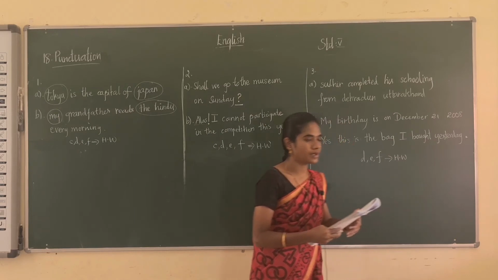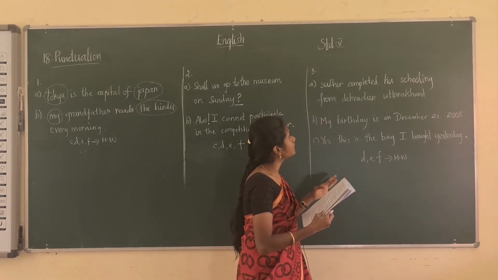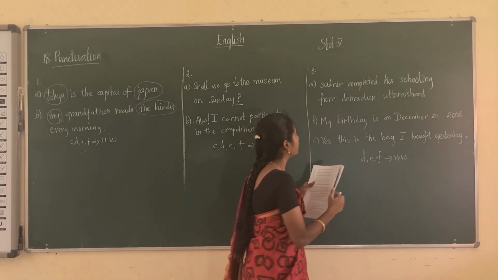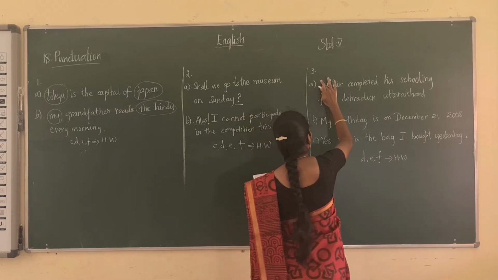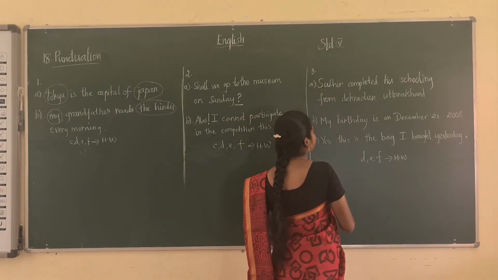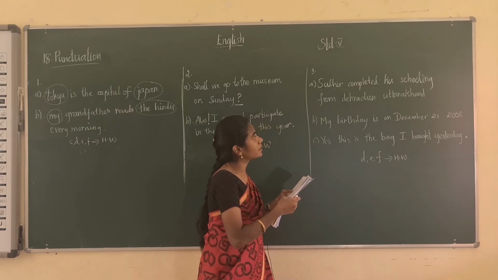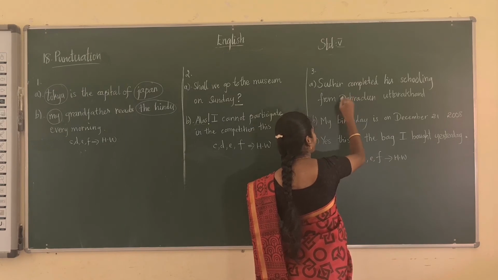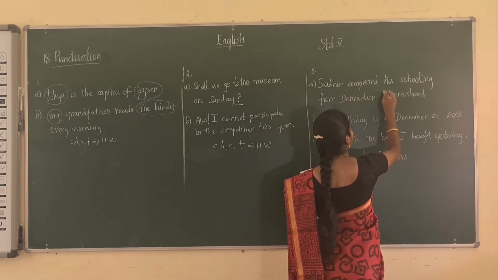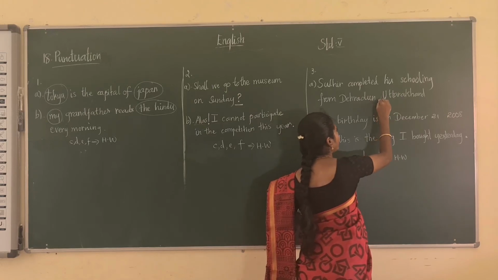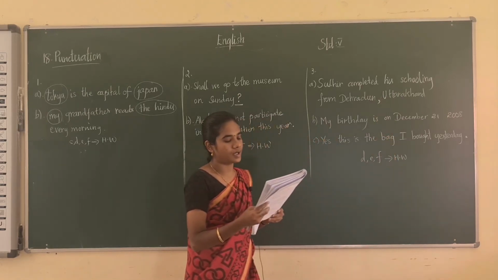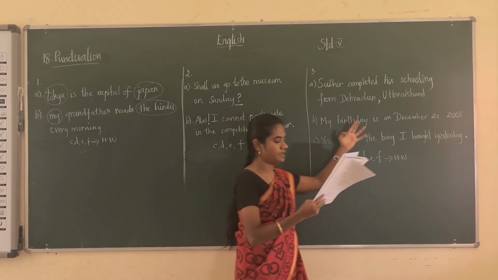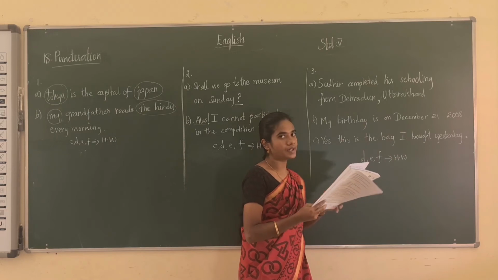Punctuate the following sentence. Okay, so Sudhir completed his schooling from Dehradun, Uttarakhand. So here Sudhir should be in a capital letter. Yes. Then Dehradun you have to write in a capital letter only. And Uttarakhand, you have to write in a capital letter. And you have to put a comma in between Dehradun and Uttarakhand. So it is the name of a city and the state it belongs to. For that you have to put a comma.